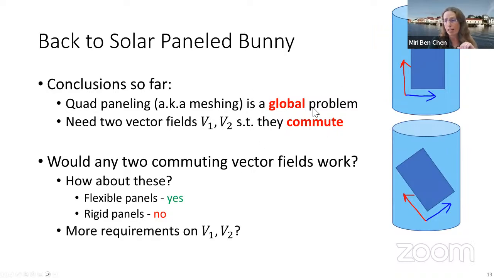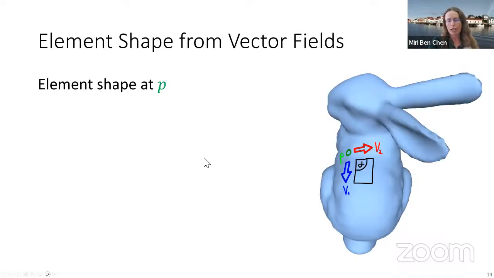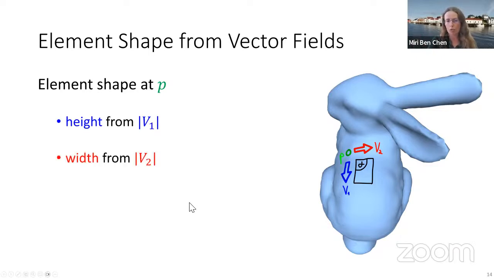Okay, so this means that there are additional requirements on my vector fields in addition to this global commutativity constraint that I defined earlier. Okay, I need to say something about the actual shape of the panel and how it relates to the geometry of the surface. So if I have my vector fields, the nice thing is that I can characterize the shape of every element point-wise at P, depending on my vector fields. For example, if at the point P I have two vectors V1 and V2, the vector field values at the point P, then the height of the quad is going to be given by the norm of the blue vector field V1 and the width by the norm of V2. And I can also control the angle by looking at the inner product between V1 and V2 divided by the lengths.